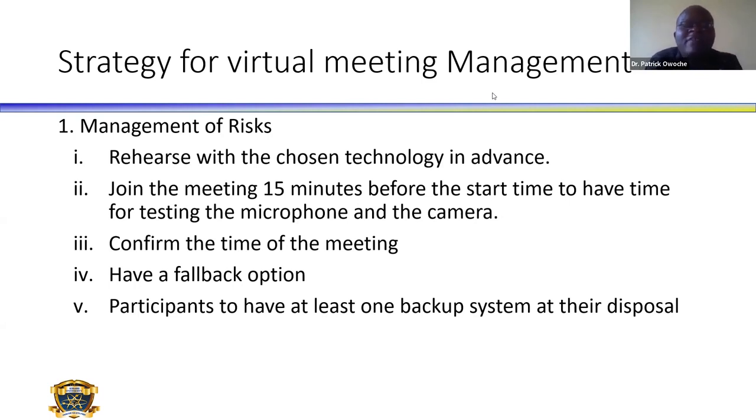Participants should have at least one backup system at their disposal. If you're using a laptop, they need to have their phone at their disposal so that in case something happens to the laptop, either it starts updating. Sometimes you put it on and it's updating, and updating takes time, and you are having real-time communication. So you need at least a backup. That is with respect to management of risk.